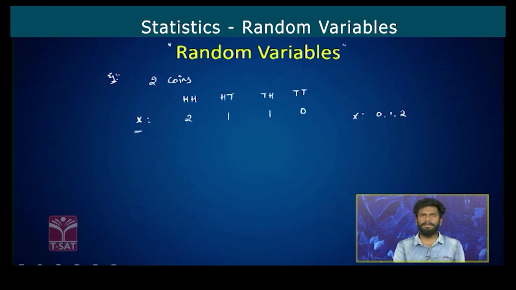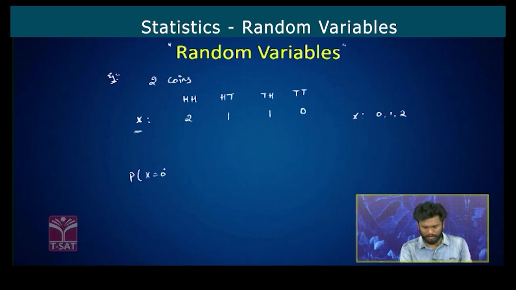Now, how to determine the probabilities when the random variable is given like this? Probability of x is equal to 0. So, probability when x is equal to 0 means what? Probability of 0 heads occurring. 0 heads, how many times does it repeat here? Only one time, divided by total number of outcomes, that is 4. So, the probability of getting 0 heads is 1 by 4.